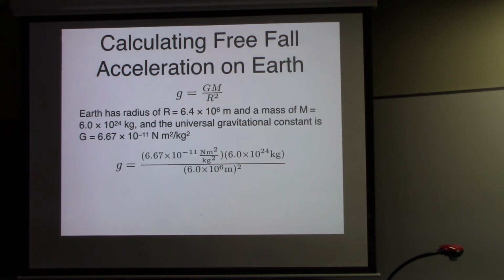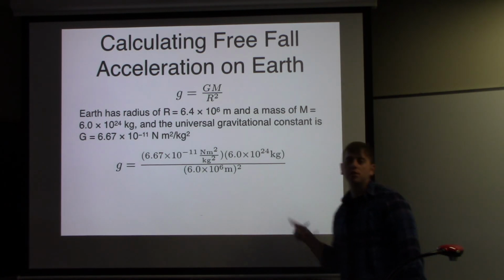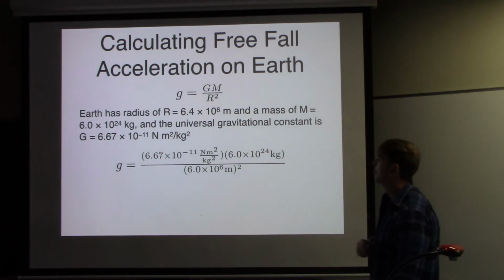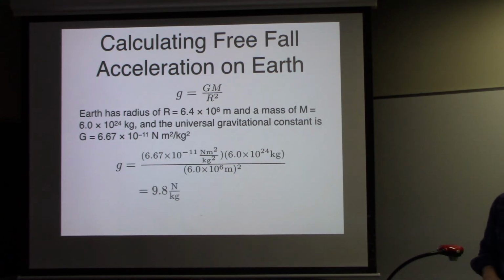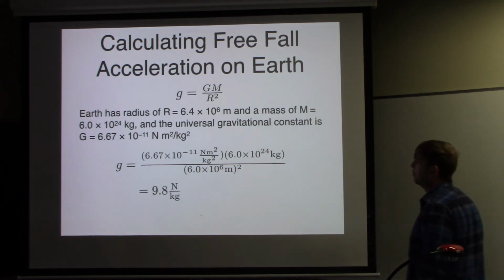So plug all that in. And what do we get? So take some time at home to actually do this calculation. See, this is how it comes out. Well, the number we get is 9.8, which is looking pretty good.